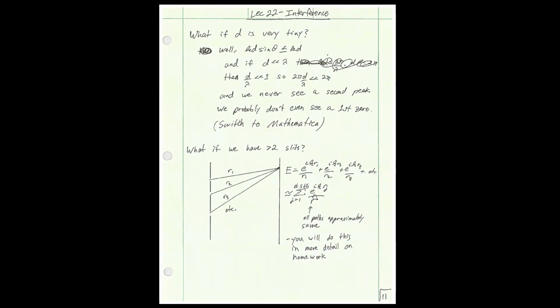And you might ask, why is the denominator not r_j? It's because all the paths are exactly the same, or almost exactly the same. And you'll do some of that in the homework.